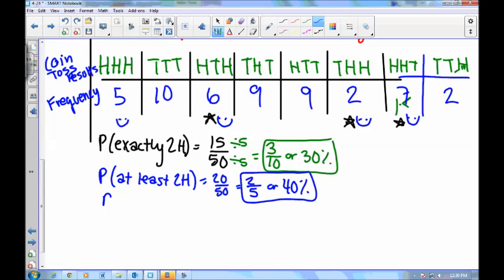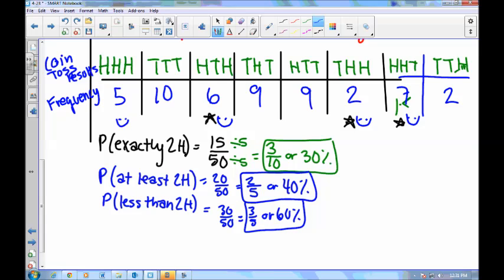Now what's the probability that we have less than 2 heads? Can you do that without actually adding them up? If we know at least 2 heads is 40%, less than would be 60%. So that would be the remaining 30 out of 50, which is 3/5 or 60%. So careful on what the wordage actually is. Exactly must be exactly. At least must be equal to or greater. Less than is up to, but not including being equal to. Okay, so this is called relative frequency. Any questions on relative frequency?